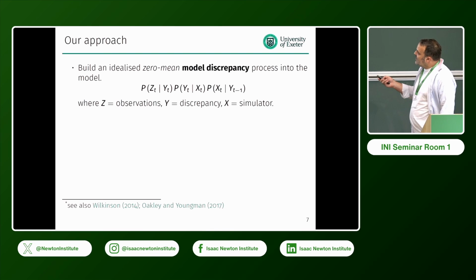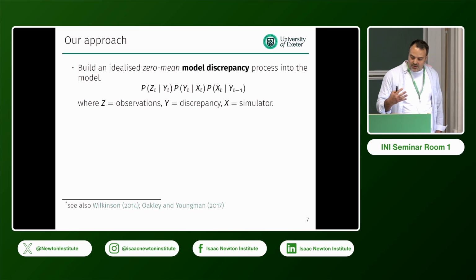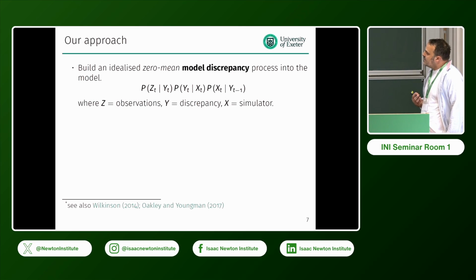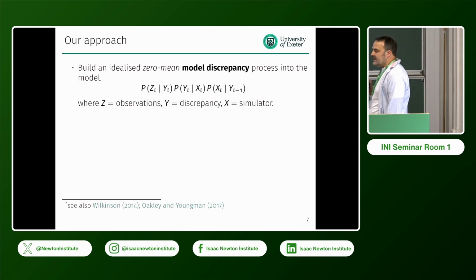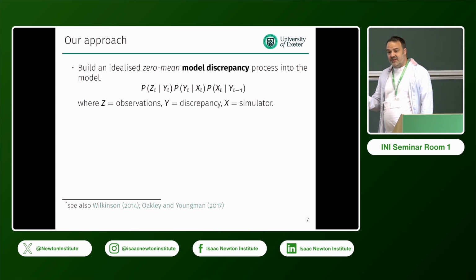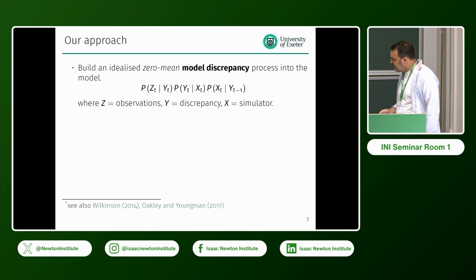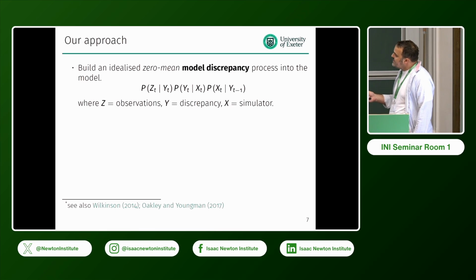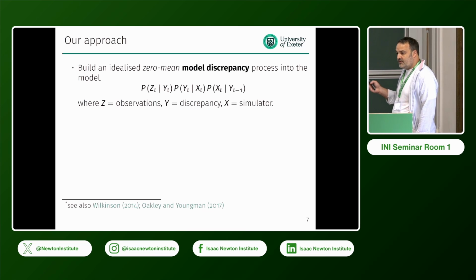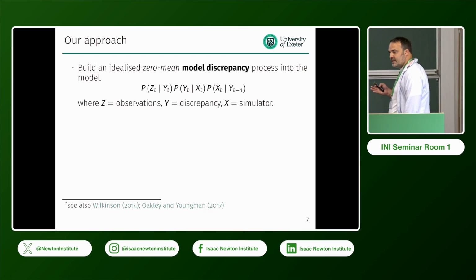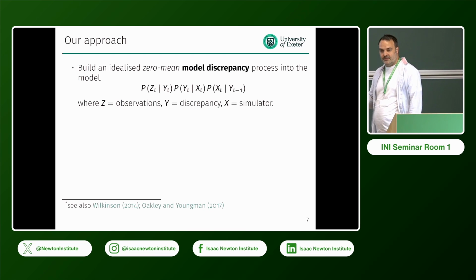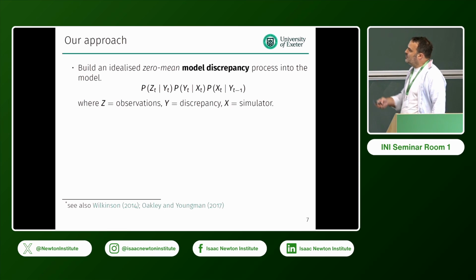Now, I say this is an idealized zero mean discrepancy process, but it's not just zero mean noise, so this is structured in such a way as to make sure that when we add this noise, we are getting epidemiologically valid simulations. And this process serves 2 purposes. Firstly, to reflect the fact that we know our model is wrong, and we know that there are processes acting on the system that are not in the model.